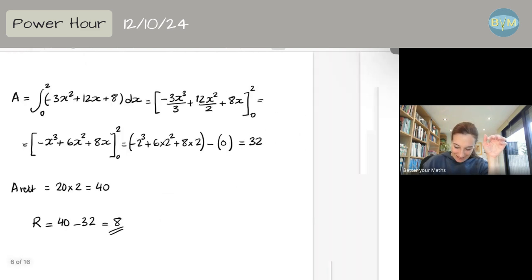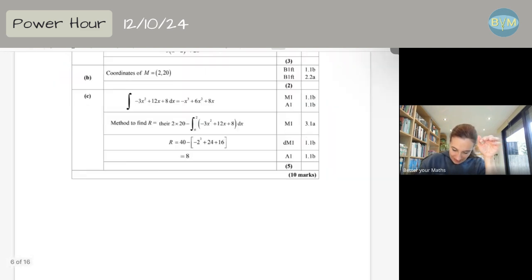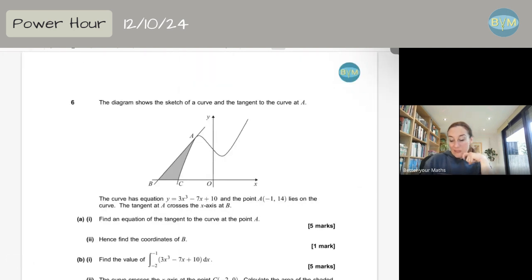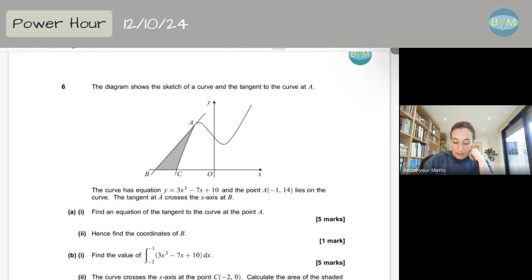Okay, let's do more. Let me check it. Yeah, okay. This one looks a bit more complicated, but it's going to be quite similar. The curve has this equation, it is a cubic, so it's this one here. The point A, minus 1, 14, we know the coordinates of A, lies on the curve. The tangent at A crosses the x-axis at B, and we have to find an equation of the tangent.